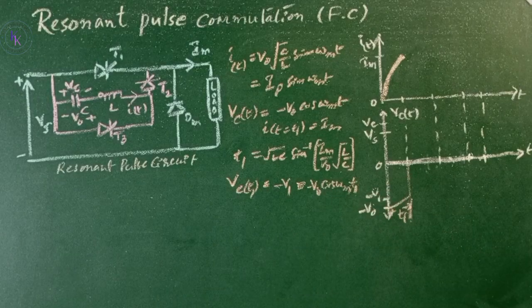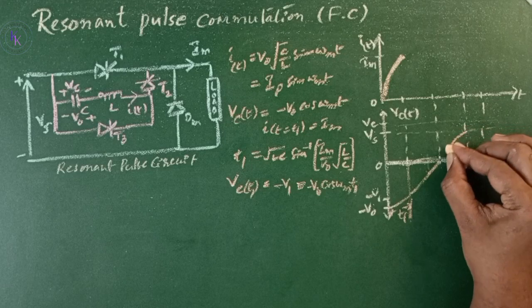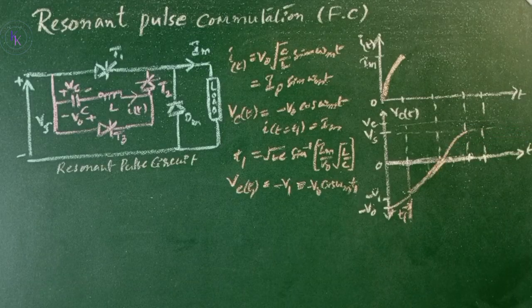After this, the current through the thyristor T1 will cease to flow and the capacitor will recharge at a rate determined by the load current Im. The capacitor will discharge from minus V1 to 0 and its voltage will then rise to the DC source voltage Vs, at which point diode Dm starts conducting. This situation is similar to the circuit of self-commutation. Please go through the topic of self-commutation. The link is given in the description below.